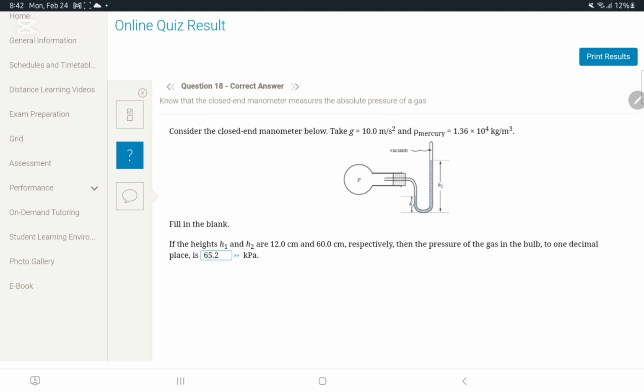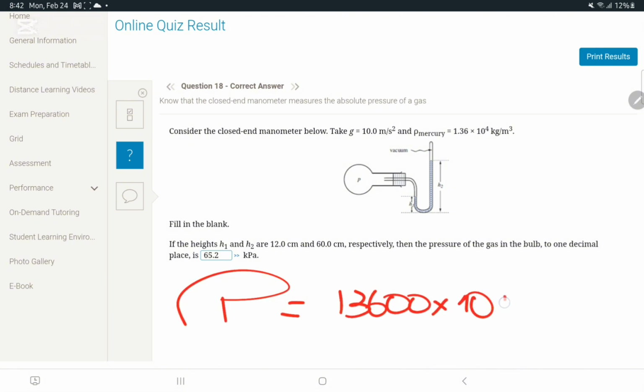Okay, consider the closed-end manometer. We know that pressure is equal to rho g h. What do we have rho as? We have 1.36 times 10 to the power of 4, or 13600, times g, which is 10, times the height. Here they gave us two heights, height 2 and height 1.